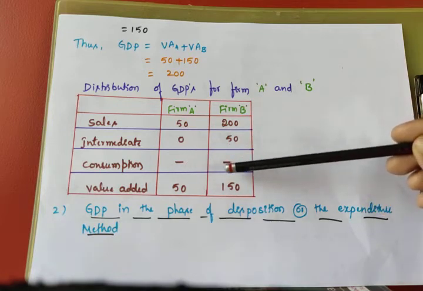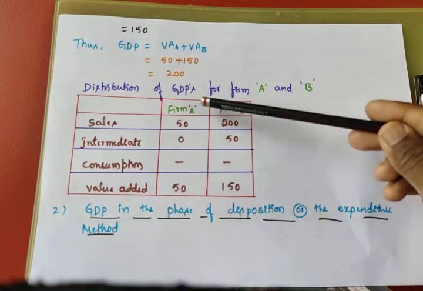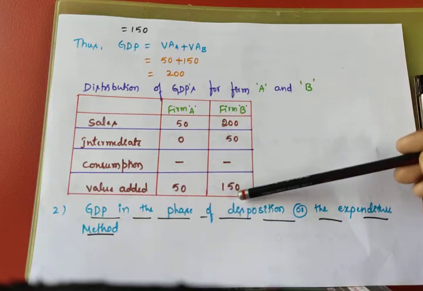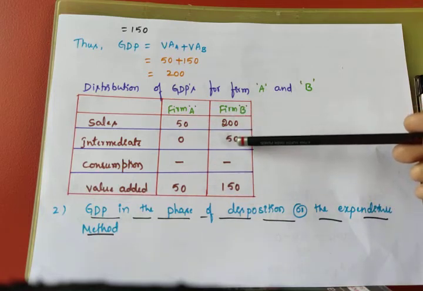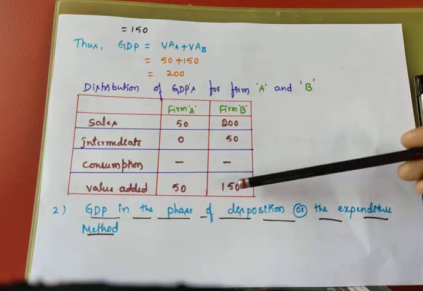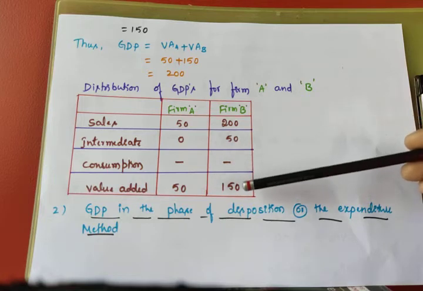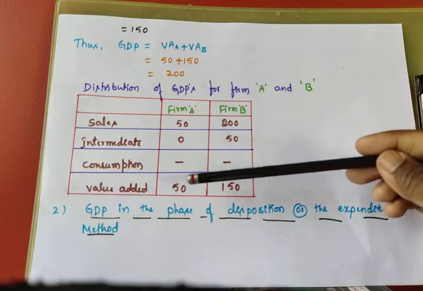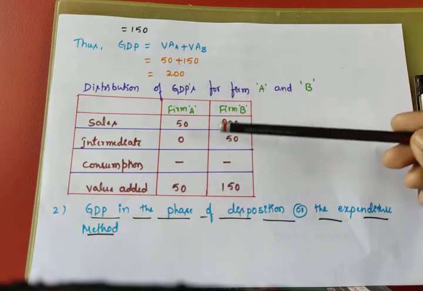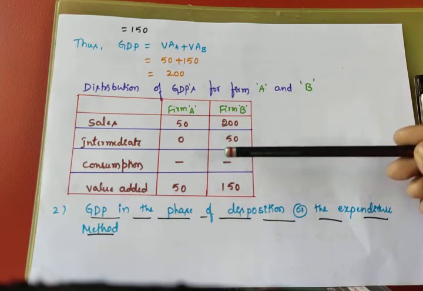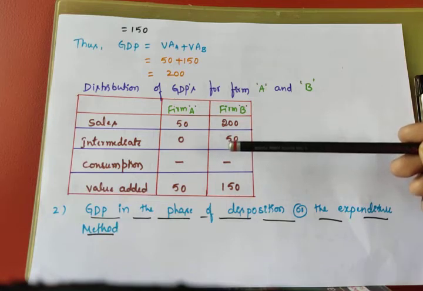Consumption is nothing. Okay, so now the value added of firm A is 50, and the value added of firm B is 150, because out of 200 we should deduct the intermediate good value. So the total value added of firm B is 150 and of firm A is 50, totally 200. So this is the answer. This is the national income under the product method.